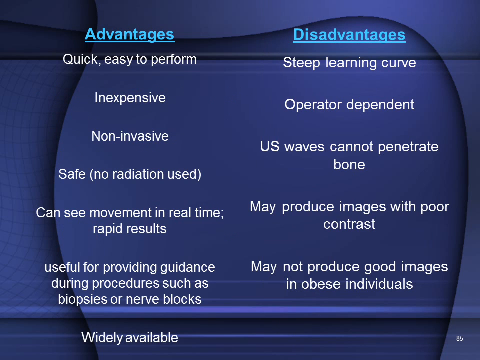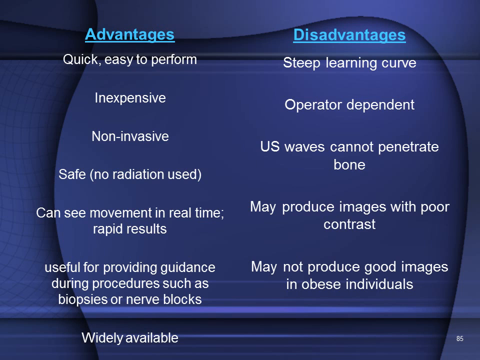Ultrasonography has some very distinct advantages. First, it is quick and easy to perform. It is inexpensive and non-invasive. It's also safe because it does not utilize radiation. You can also see movements in real time and obtain results in a rapid fashion. It's useful for providing guidance during various procedures such as biopsies or nerve blocks, and is widely available.